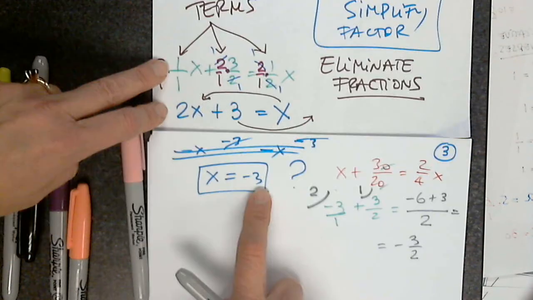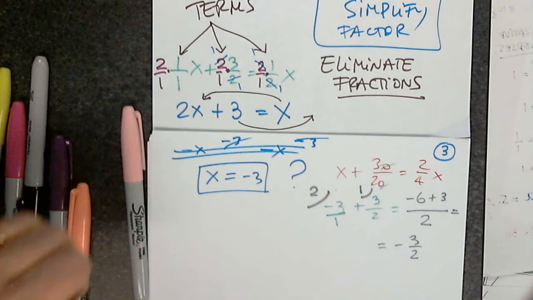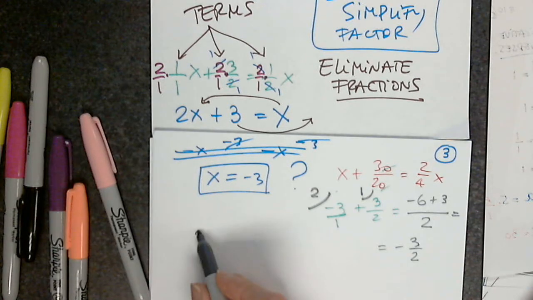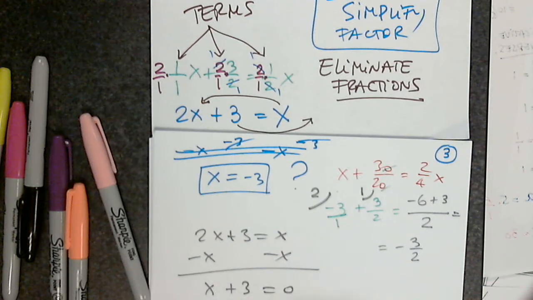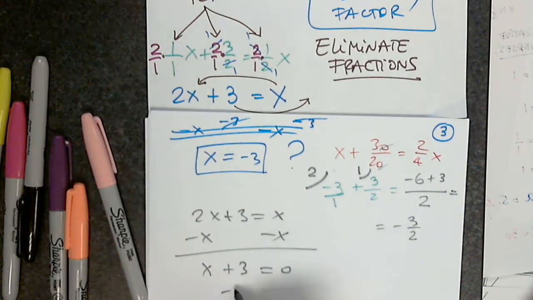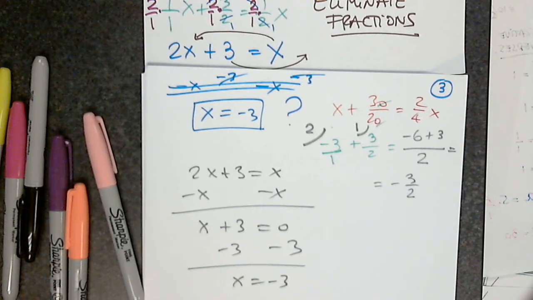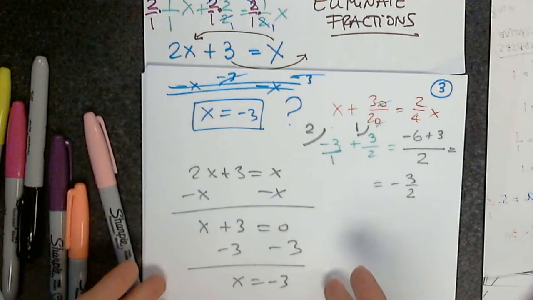Okay, let me write those steps out. Yes, of course. -x, -x. x plus 3 equals 0. So far, so good? -3, -3. x equals -3. So far, so good? I want to avoid writing this long procedure because I want you to progress and move forward. It's not a wrong method. It's a legitimate method. It's fine. But I would like us to move away from this.